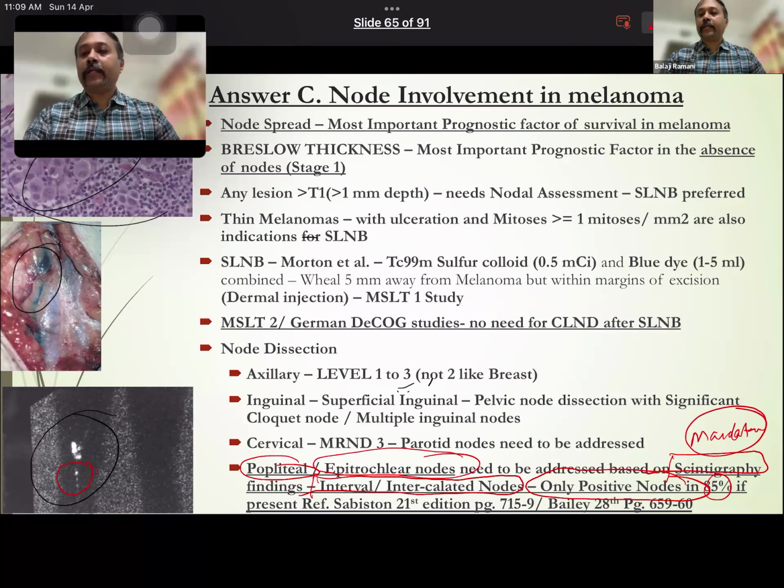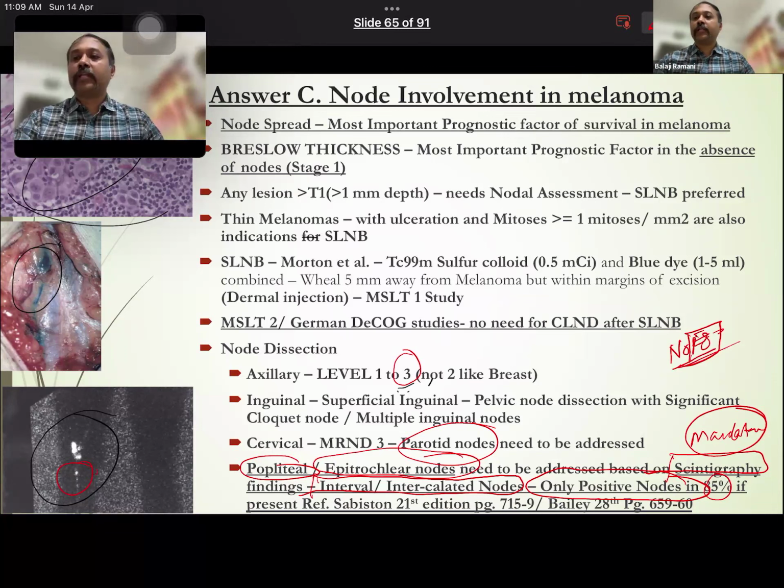Lymphoscintigraphy is mandatory. The second thing is, whenever you're doing a dissection, you have to do till level 3 as far as the axilla is concerned, and for cervical, the parotid nodes have to be addressed. Third thing is no frozen section. A proper assessment is needed. Frozen section is not done for lymph nodes in a melanoma. Melanoma always needs a permanent section, and the node dissection, if needed, is done as a staged procedure. Of course, if you have a grossly positive node, then you can go for a node dissection. That is fine.